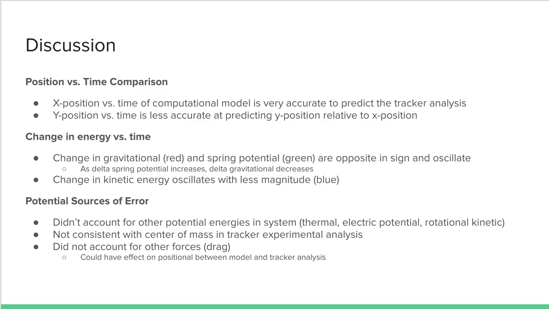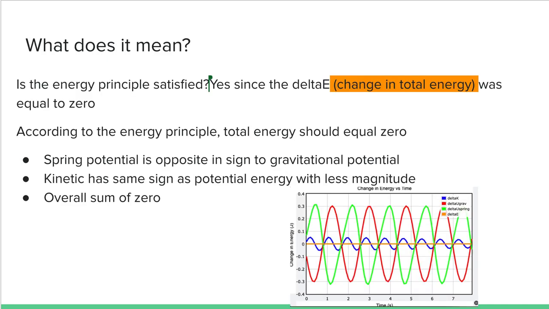Change in energy versus time comparison: the change in gravitational and spring potential are opposite in sign and oscillate. The change in kinetic energy oscillates with less magnitude. Possible sources of error included that it didn't account for other potential energies in the system, including thermal, electric, and rotational. It's not consistent with the center of mass and Tracker experimental analysis, and it did not account for other forces, including drag. So what does it mean?